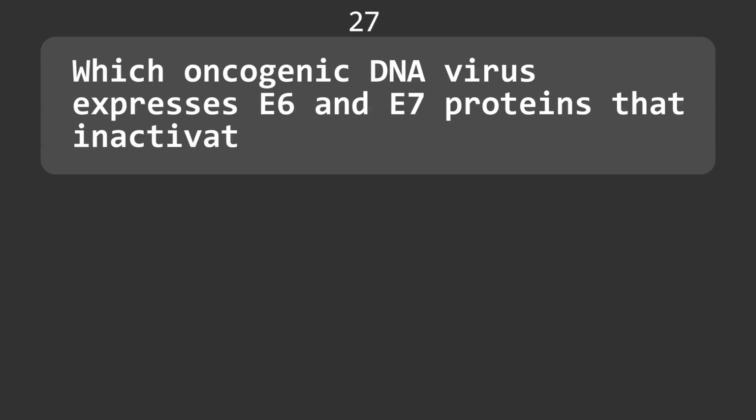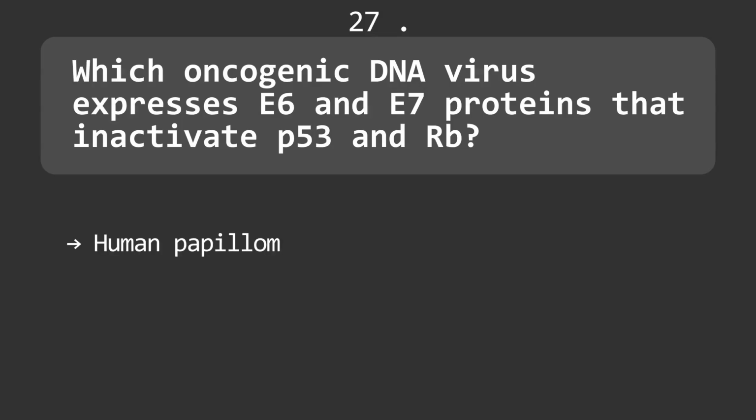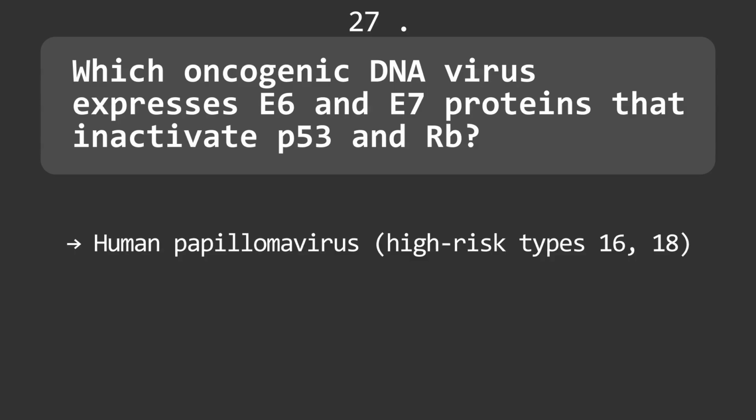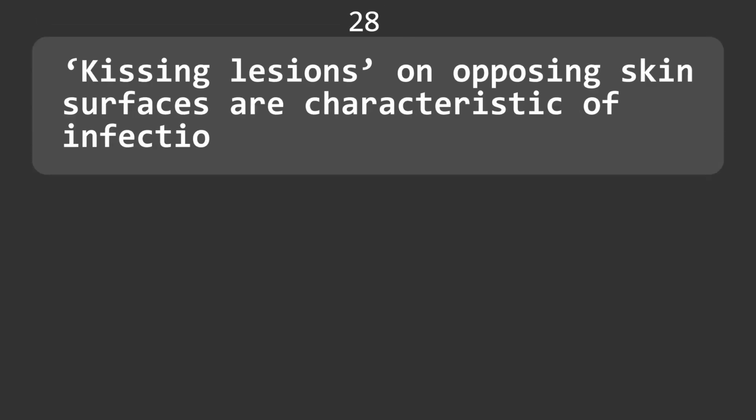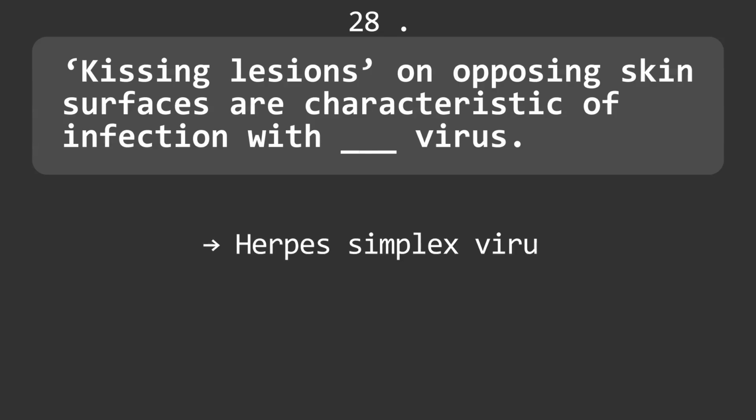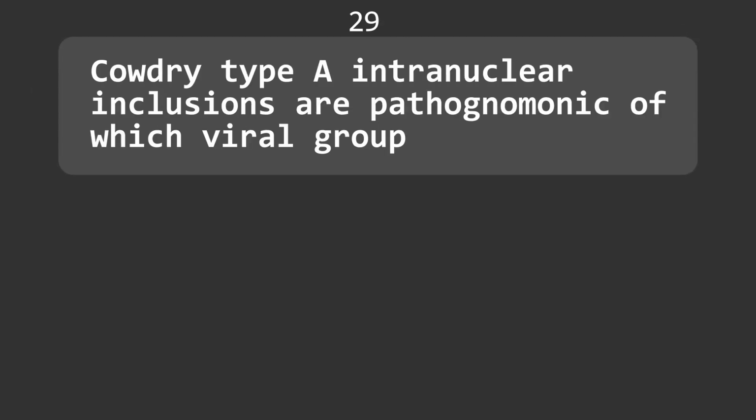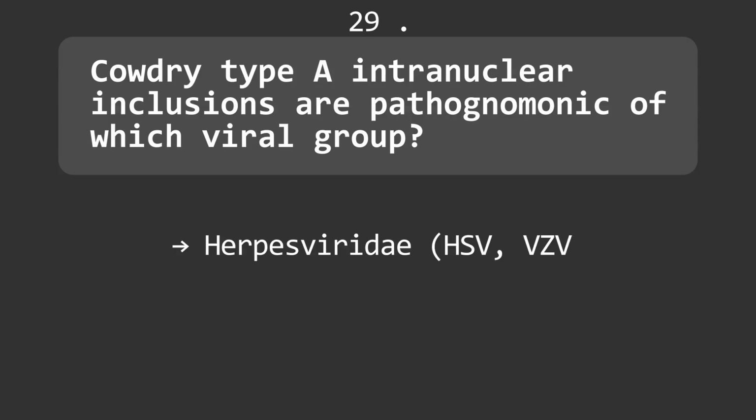Which oncogenic DNA virus expresses E6 and E7 proteins that inactivate p53 and RB? Human papillomavirus, high-risk types 16, 18. Kissing lesions on opposing skin surfaces are characteristic of infection with which virus? Herpes simplex virus. Cowdry type A intranuclear inclusions are pathognomonic of which viral group? Herpesviridae, HSV, VZV.